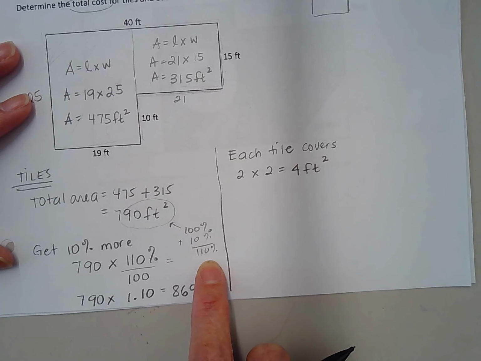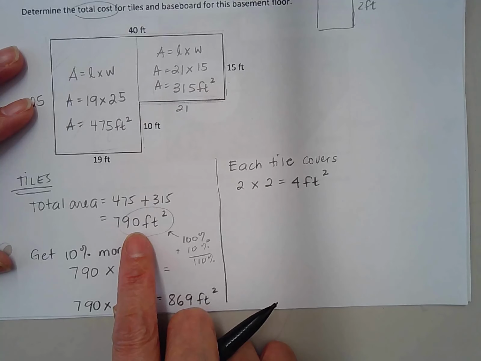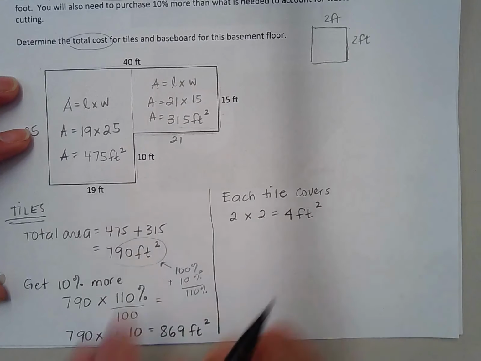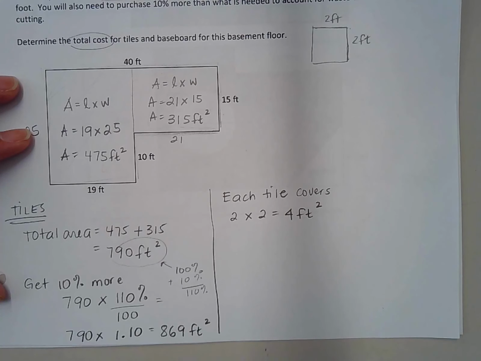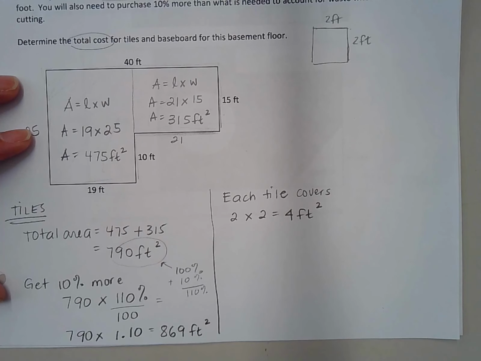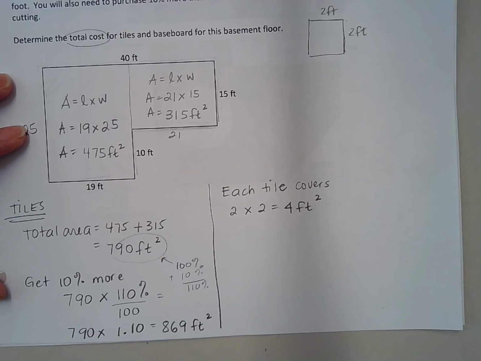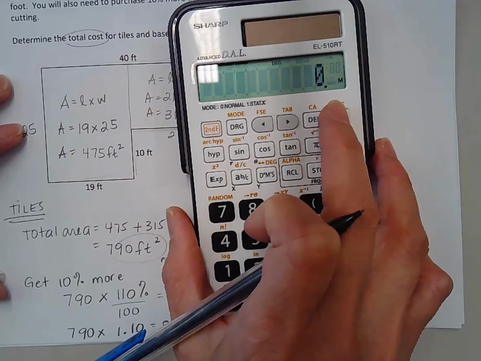So 100% is 790. That is 100%. We need to buy more than that, also 10% more. So why should we not take 790 times 10 divided by 100, and the answer we get there, we will add on that? Oh, we get the same thing.